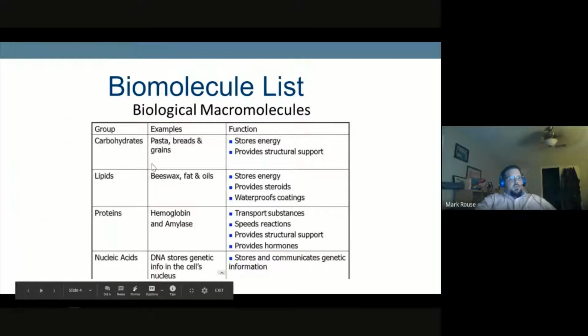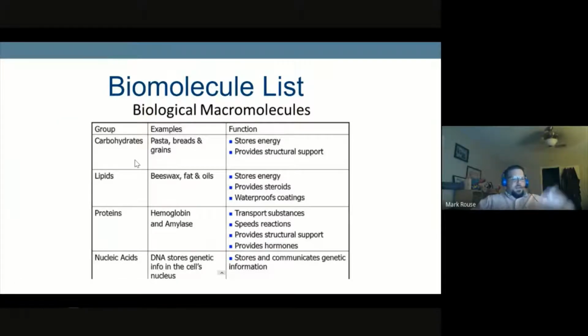And so the list is we have carbohydrates. You've probably heard of these. They're pastas, breads, and grains. If you get your shirts starched, that's a carbohydrate that they put on your shirt. And the big role for carbohydrates is to store energy and provide energy to the body.